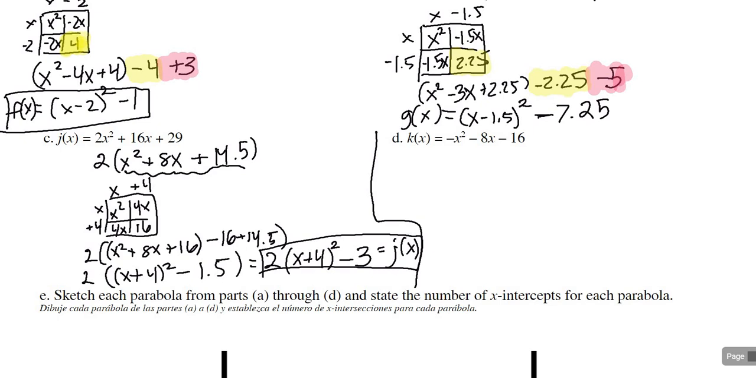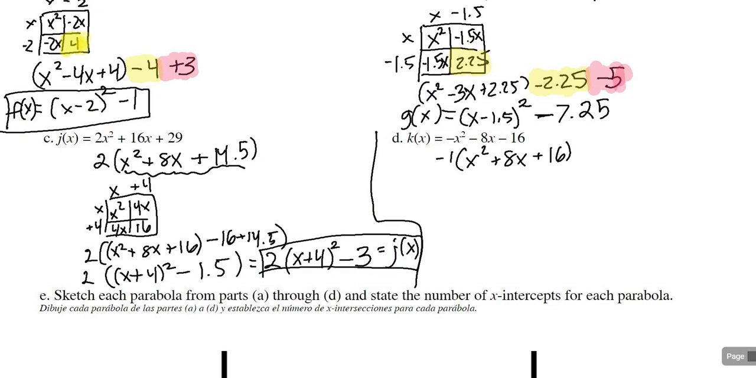Now we're going to do k. Now in part C, there was a leading coefficient of 2. That's the coefficient of x squared. In D, there's a leading coefficient of negative 1. And I still have to deal with it. I can't just start completing the square until the coefficient of x squared is 1. So I'm going to divide all of my terms by negative 1. Well, I'm going to factor negative 1 out. So that's negative 1 times x squared plus 8x plus 16.